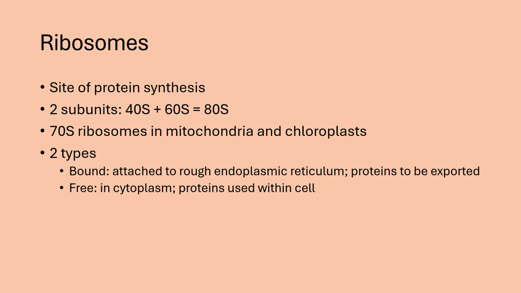The ribosomes, the site of protein synthesis, same as what we saw with the prokaryotes. However, there are two subunits, just like what we saw with the prokaryote. But instead of a 30S and a 50S, there are a 40S and a 60S, and instead of a total of 70S, it's a little bit bigger. It's an 80S. Now, the 70S ribosomes are found in the mitochondria and the chloroplast.